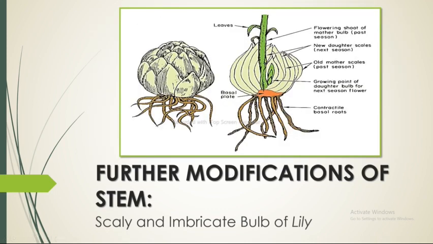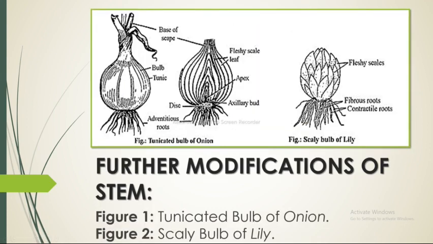Further modifications of stem include the scaly and imbricate bulb of lily. In the figure, you can see that this is the flowering shoot of the mother bulb past season. These are leaves. And this is the new daughter scales next season. These are old mother scales past season. And this is the growing point of the daughter bulb for the next season flower. These are contractile basal roots. This is basal plate as shown in the figure. So further modifications of the stem.